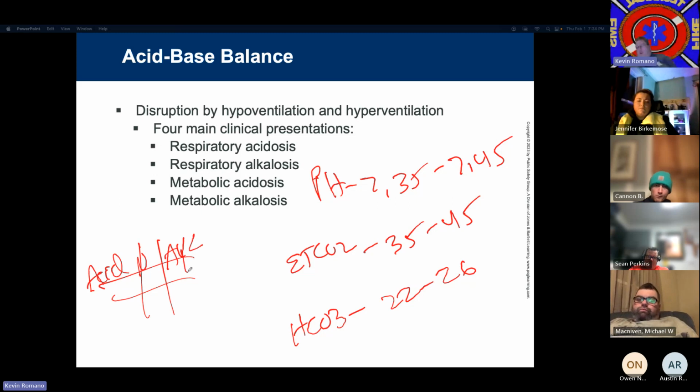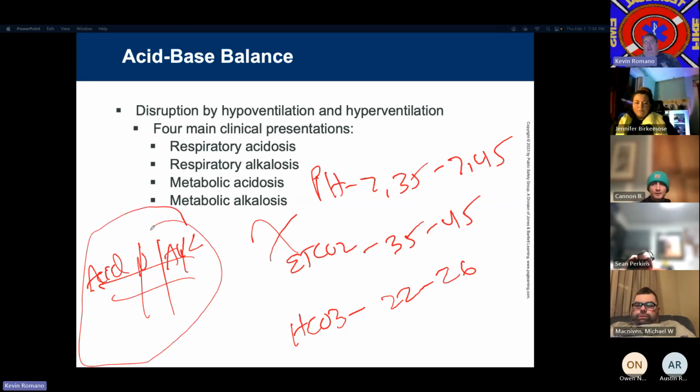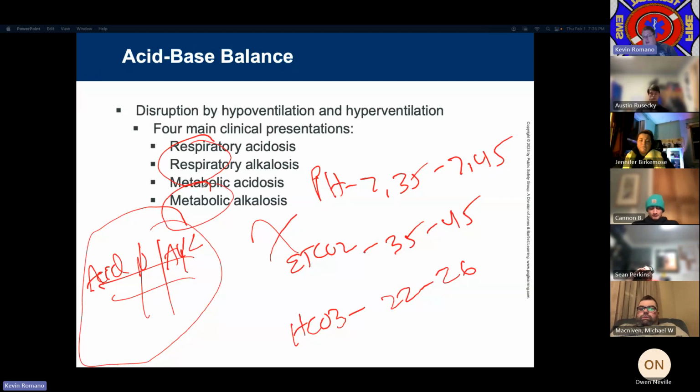That's awful. It's hard to write with this pencil on such a small screen. All right. If you know these and you know how to play tic-tac-toe, you'll be able to figure out if the patient's acidotic or alkalotic, respiratory or metabolic. Just keep in mind, anything respiratory is end tidal, anything metabolic is your bicarb.